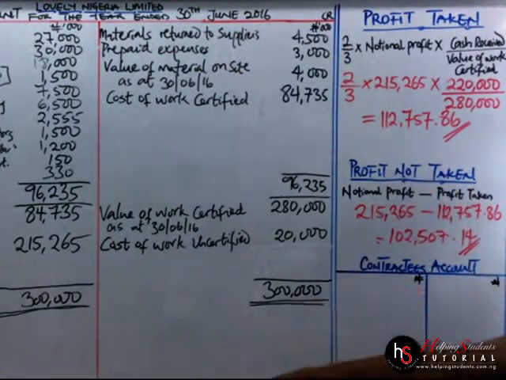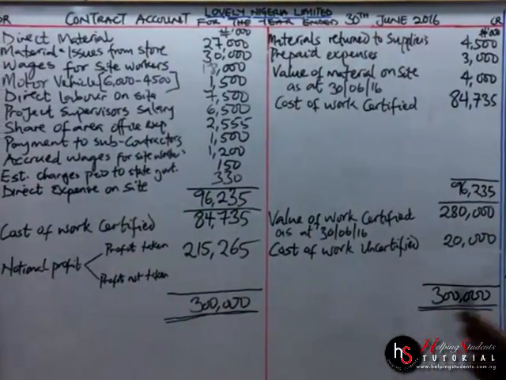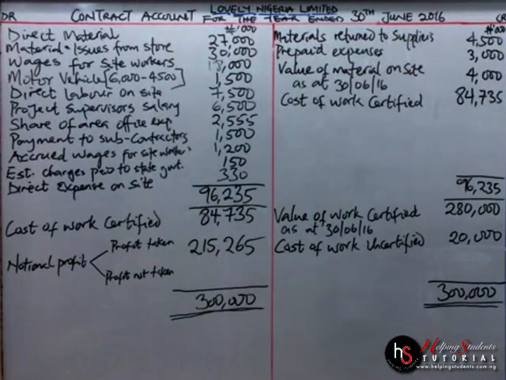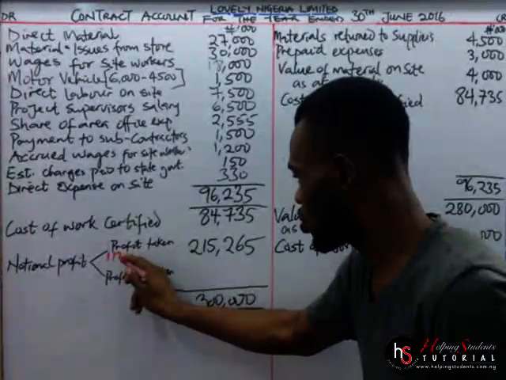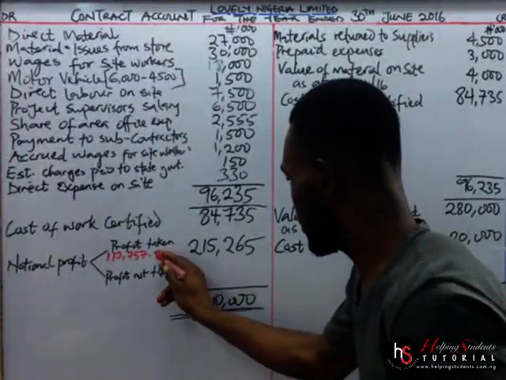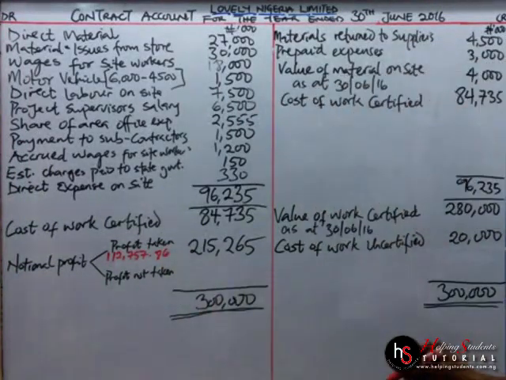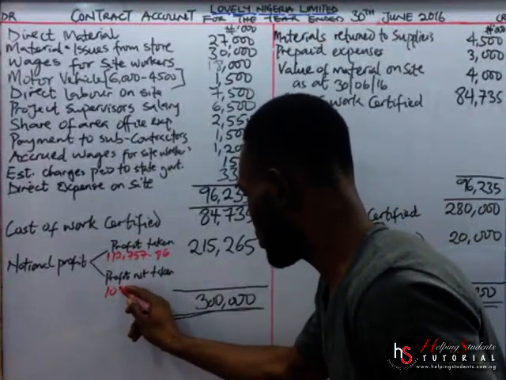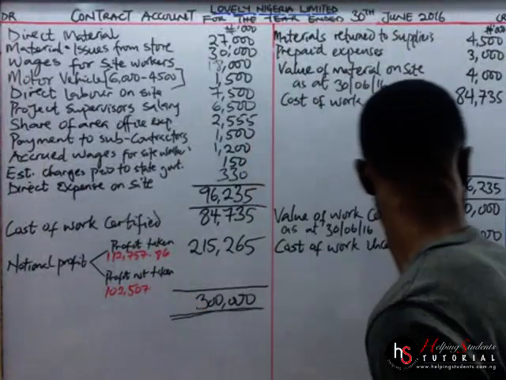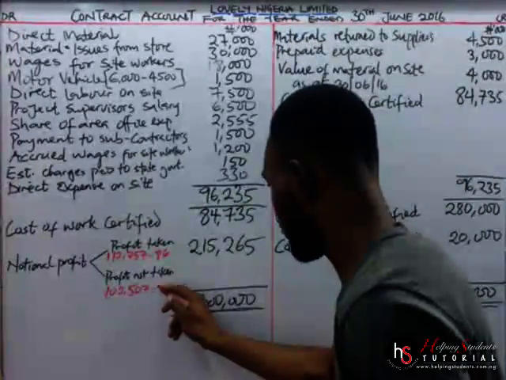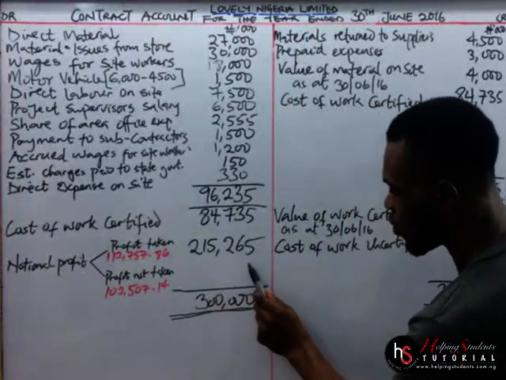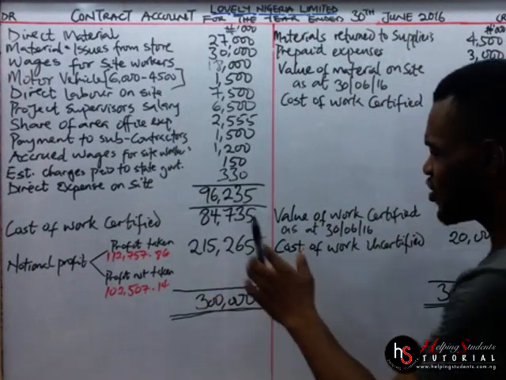Now we'll bring this value over to this place, and we'll bring this other value over to this place. All right. So let us insert 112,757.86. And for the profit not taken, we have 102,507.14. Now you see that by the time you add these two values, it gives you 215,265. All right? This is just the process.